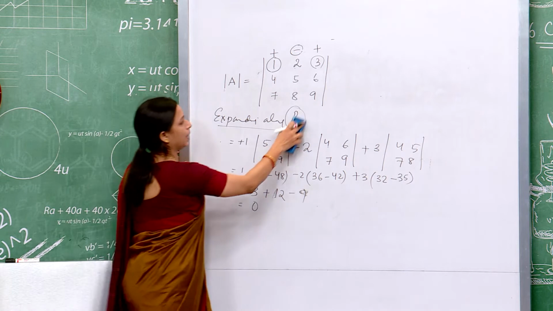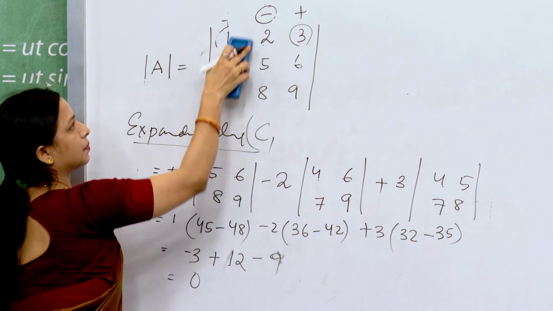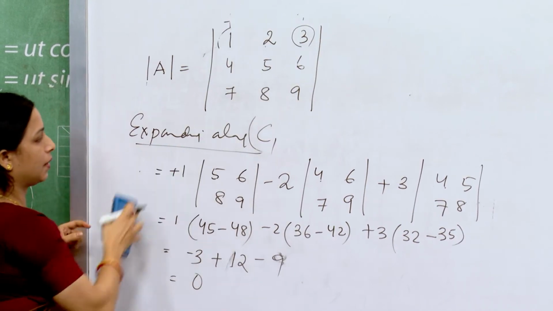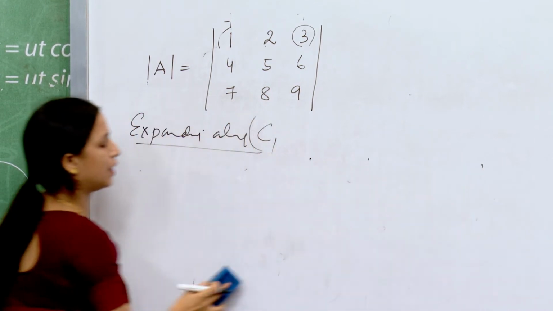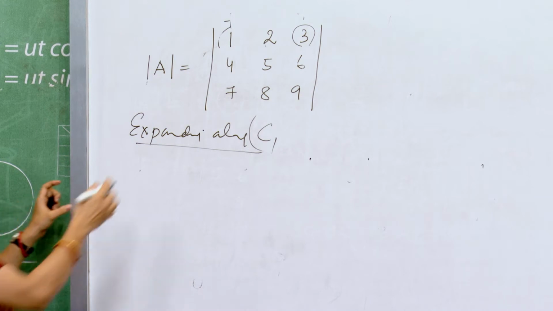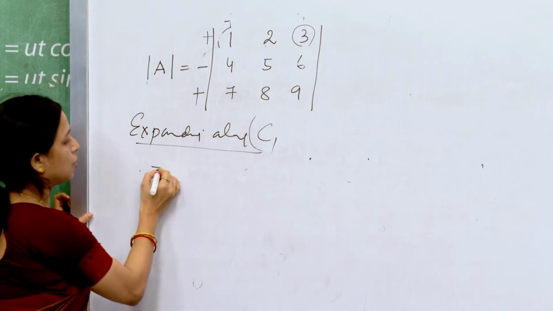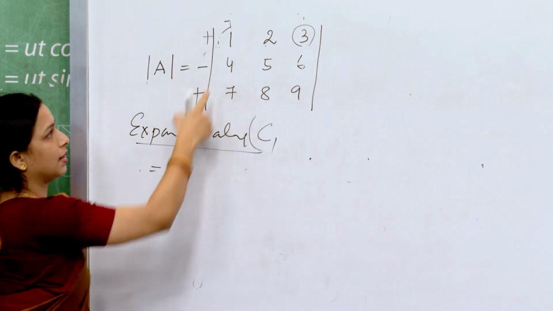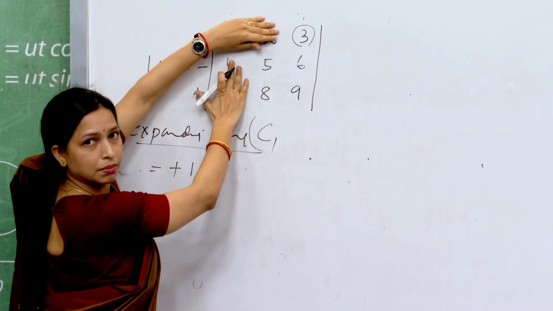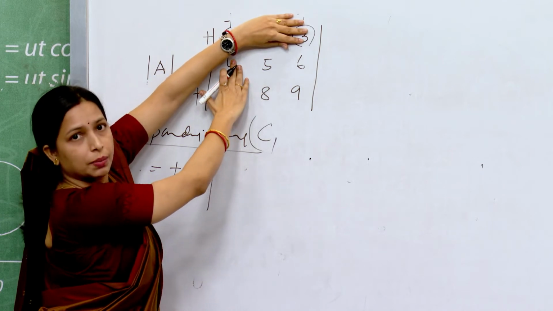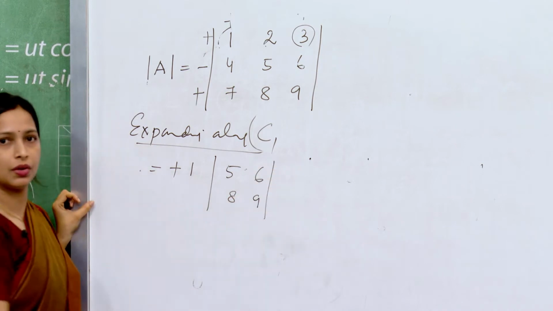Now, if I'm expanding along column 1, column 1 means this one, right? So column 1, the same steps we have to follow. The positional sign is plus, minus and plus, right? So we take positional sign, the element and the second order determinant that we get. Now how do we get it? Same method. We delete the row and column in which it lies. So the resultant elements are 5, 6, 8, 9, right?